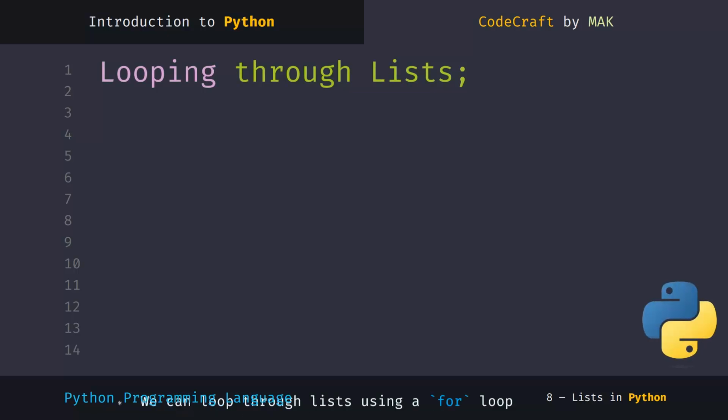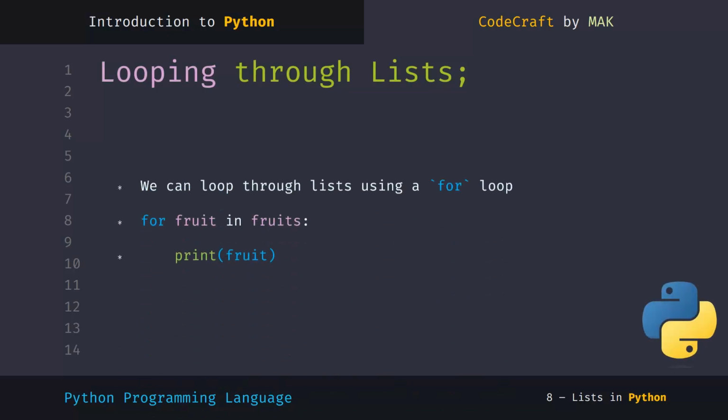We can loop through lists using a for loop. For example, for fruit in fruits: print(fruit). This will print each fruit on a new line.